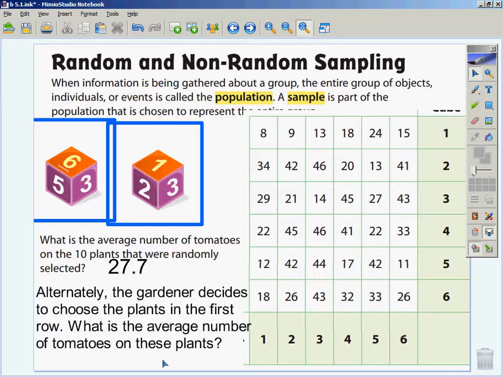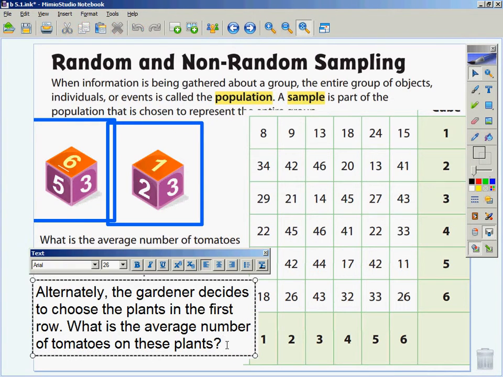Number two, or part B, says alternately, the gardener decides to choose the plants that are in the first row. What's the average in the first row? So, add them all up and divide by what? Not by 10 this time, by what? By 6, because there's only 6 numbers. The first row would be this row. Rows are this way, columns are this way. 8 plus 9 plus 13 plus 18 plus 24 plus 15 is a total of 87. And we're going to divide it by 6, which is 14.5. Everybody with me?